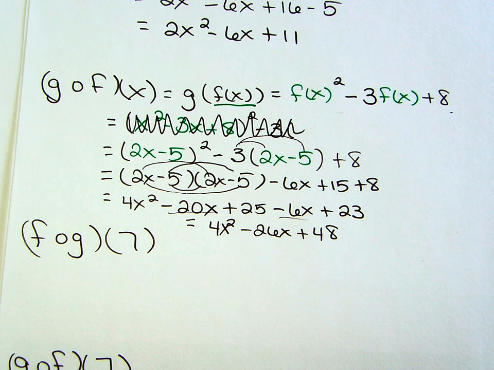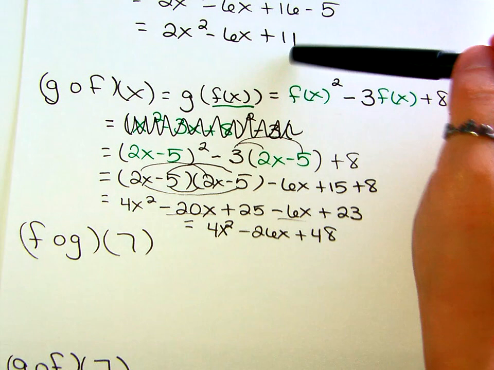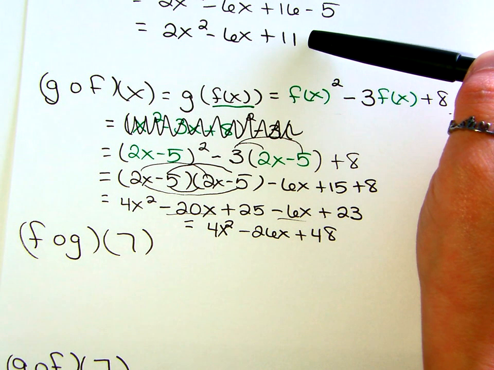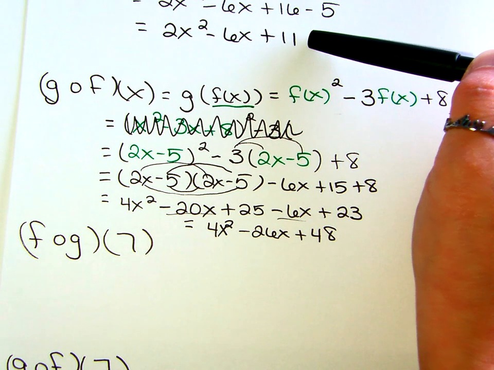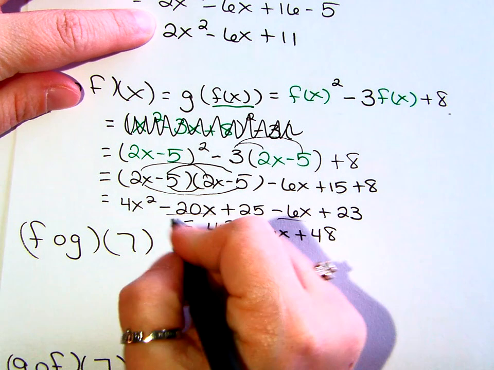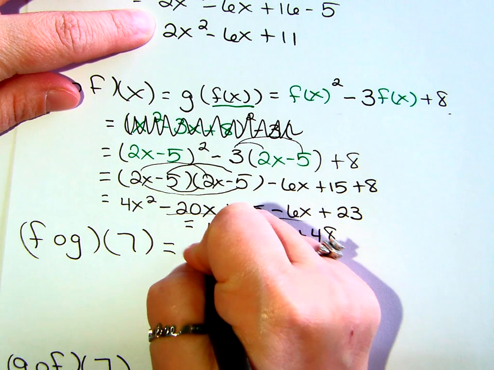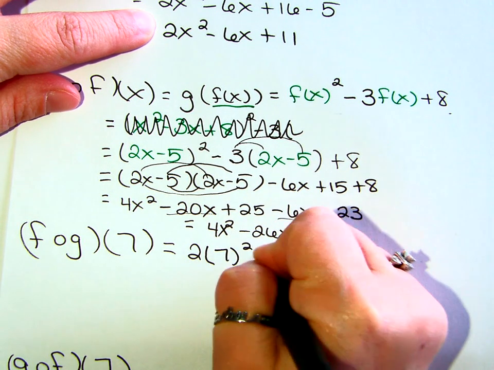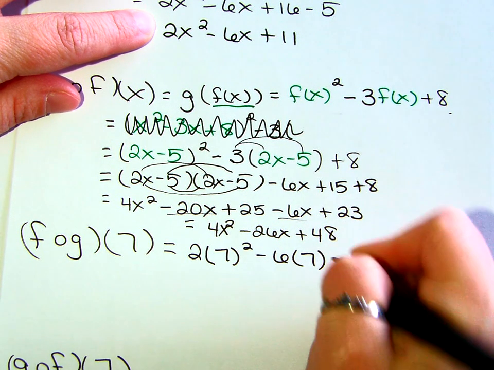There's actually two different ways you can go about this. If you've already figured out what f of g of x is, which we did, that was the first thing we did, then all we have to do now is plug in 7 for the x and compute out what number that is. So that's not too bad. That's how I'm going to do it first, and I'll show you the other way we can do it. So instead of 2x squared, I have 2 times 7 squared minus 6 times 7 plus 11.